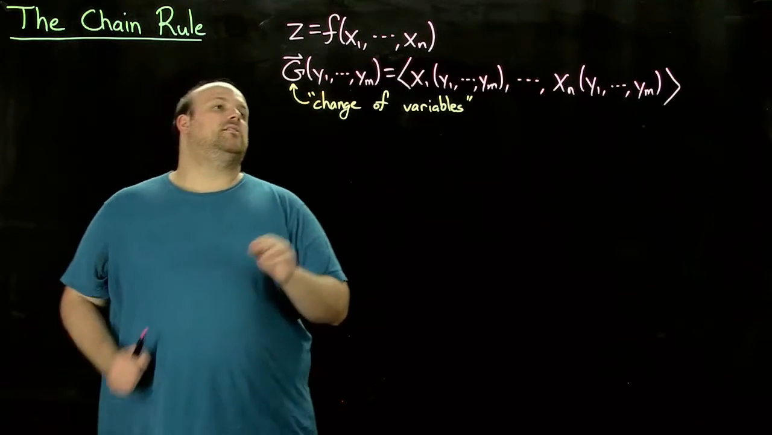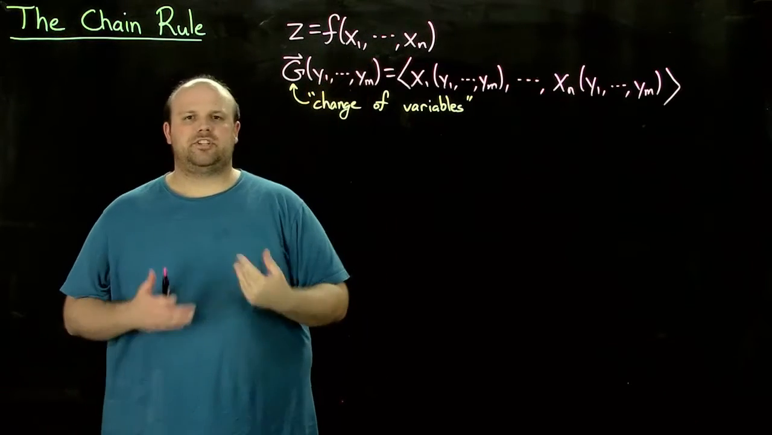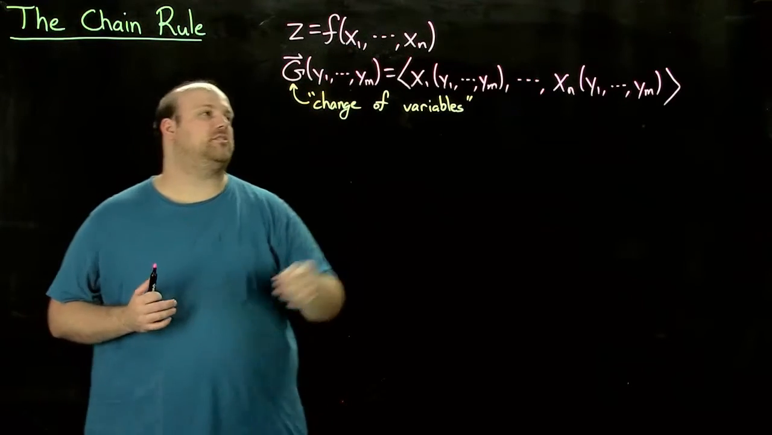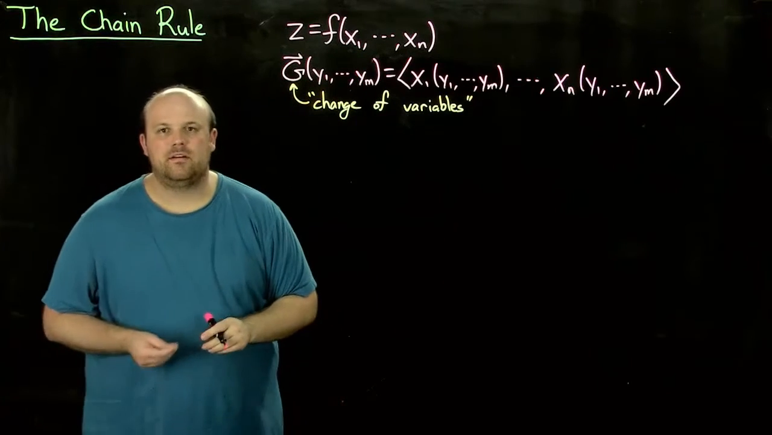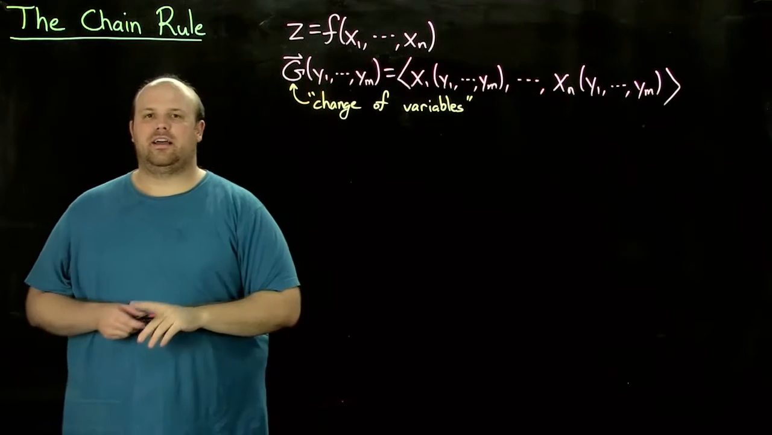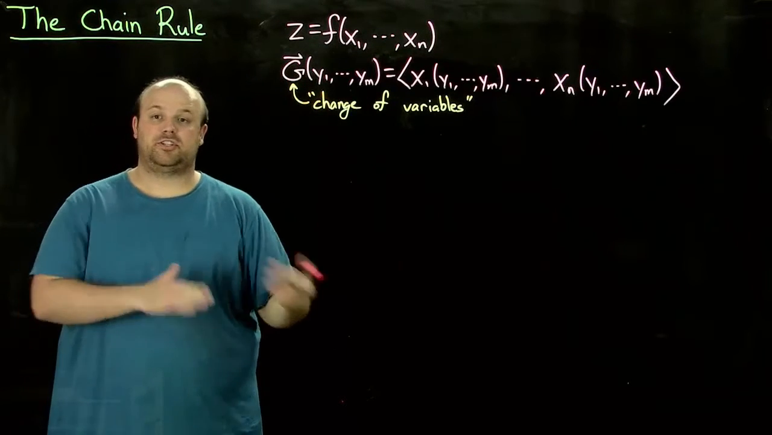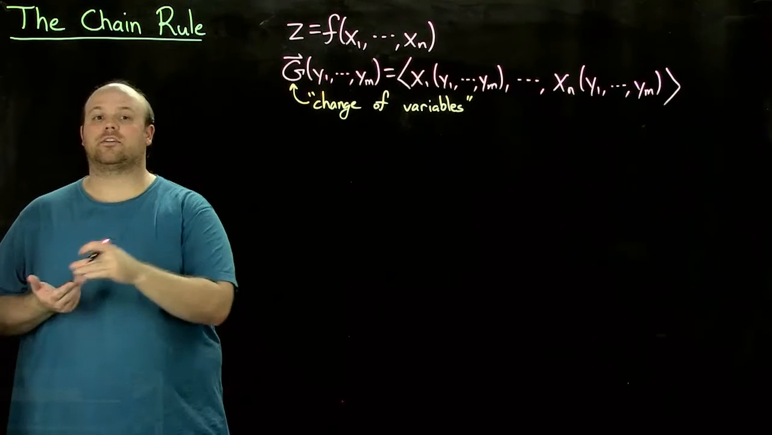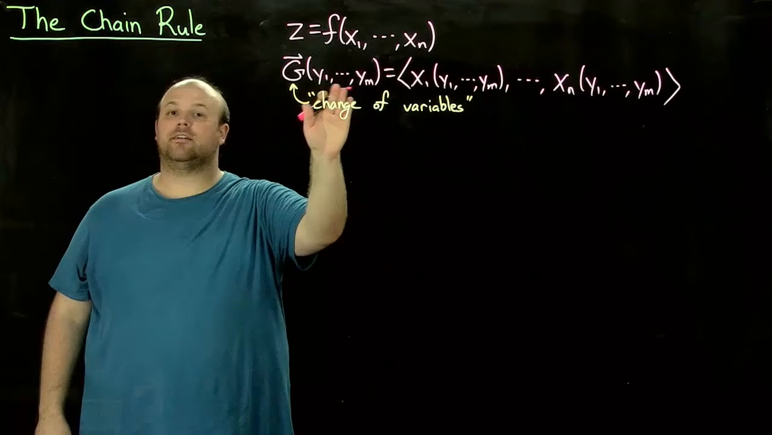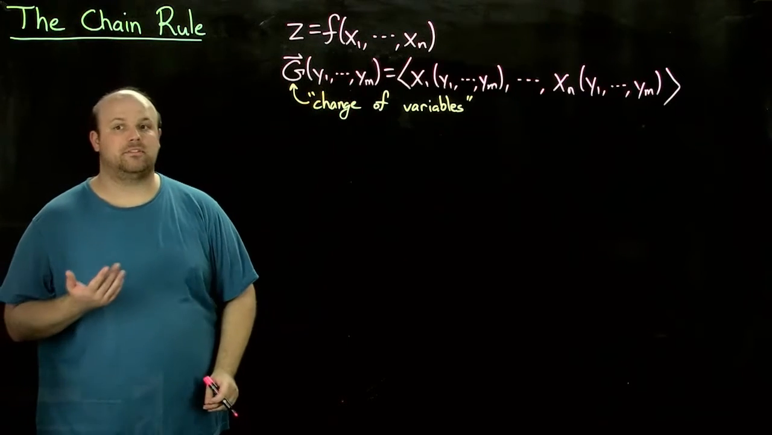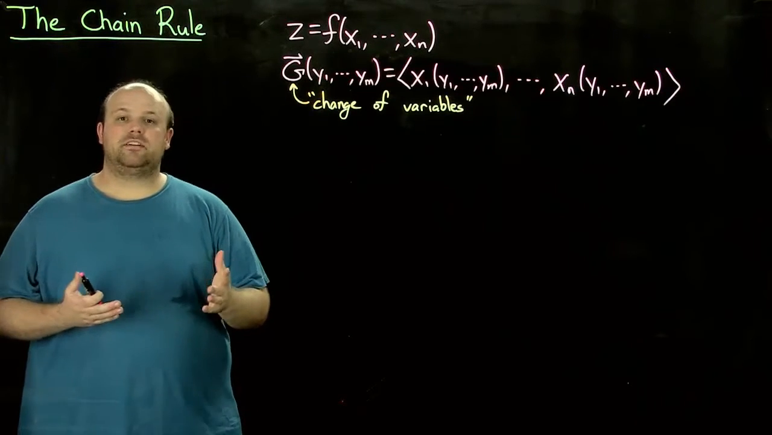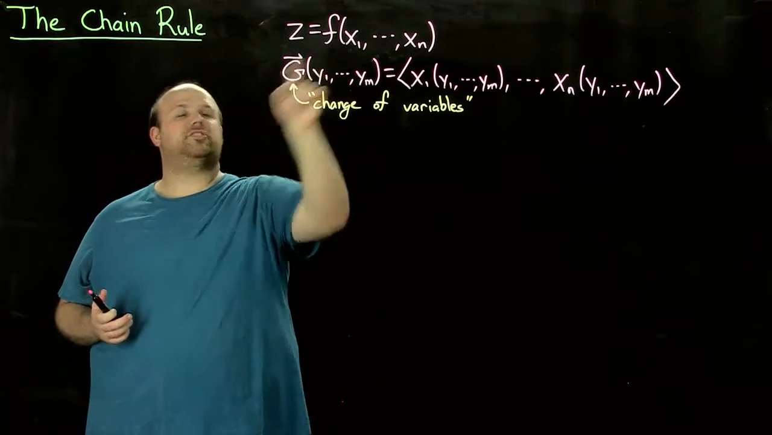Okay. And we're going to do a change of variables in the sense that x1 is going to be some function of y1 through ym. So maybe think, if this were x and y, maybe x and y are going to switch to polar coordinates. So x is r cosine theta, y is r sine theta. So here you would have an r and a theta. And in fact, we'll do an example just like that later. But anyway, what we're going to do is plug this function in here and try and take a derivative.